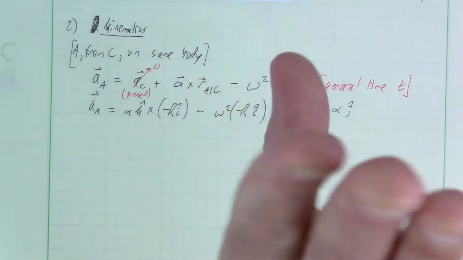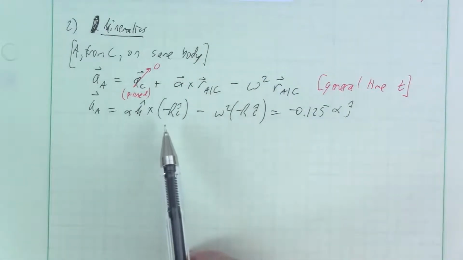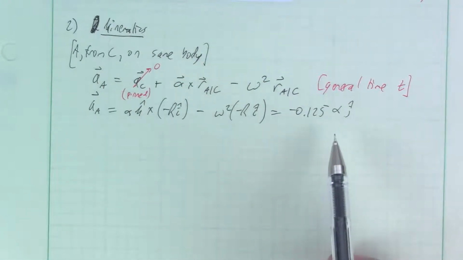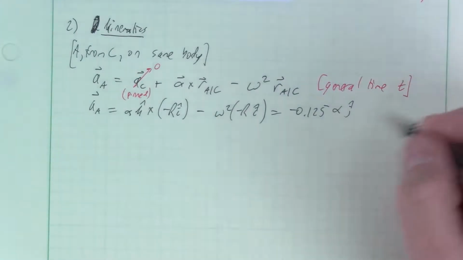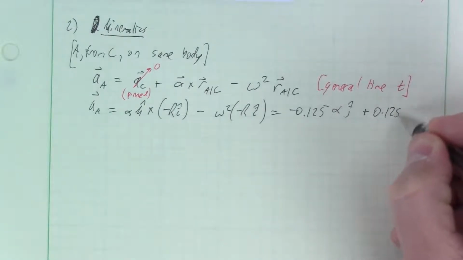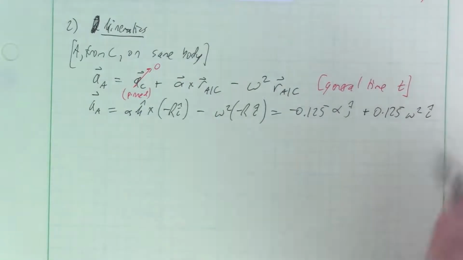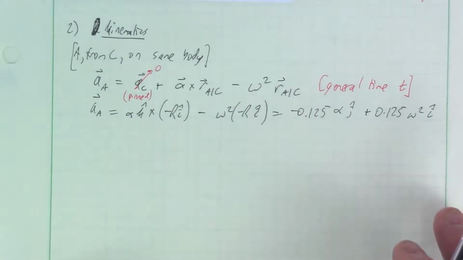K is pointing out at us. Cross it into i hat. Thumb points up in j, but it's negative, right? We have a negative in there. So that's where the negative comes from. And then this is, well, that's already written there, but the two negatives make a positive. That one we don't need to do any cross product. That's just 0.125 omega squared i hat. Great. Okay, now time to make some observations, okay?